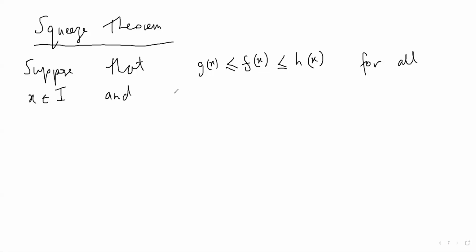Suppose that a is also part of this interval I. So that's the things that we suppose. We suppose that a function f of x is between two functions, g of x and h of x, for all x's in some interval I, meaning that for any number in this interval I, the function f of x is always squeezed in between these two functions, g of x and h of x. And also, there's a number a, which is also inside this interval.